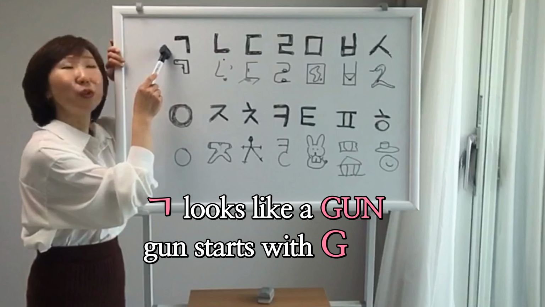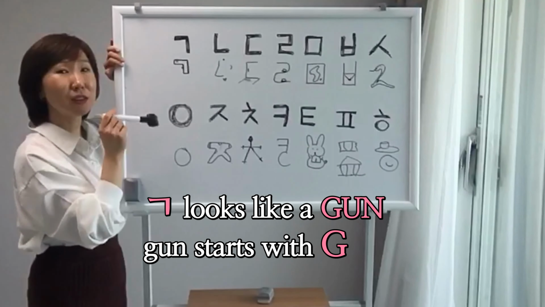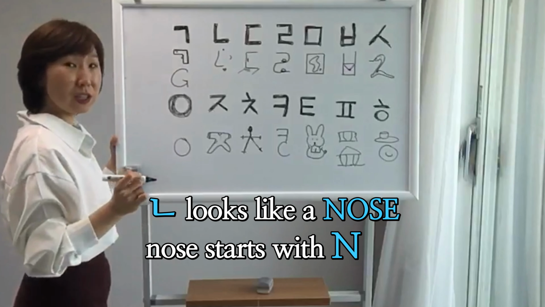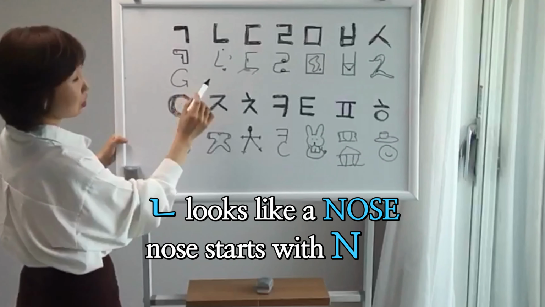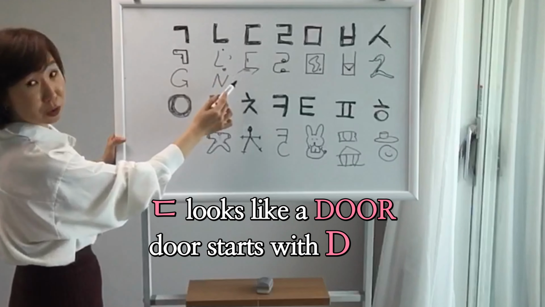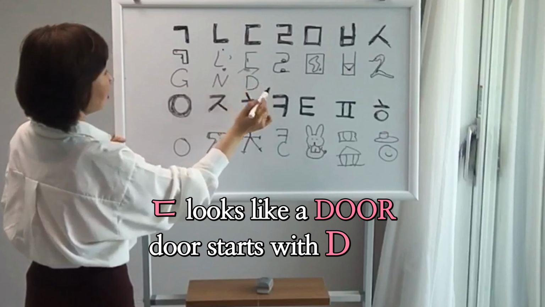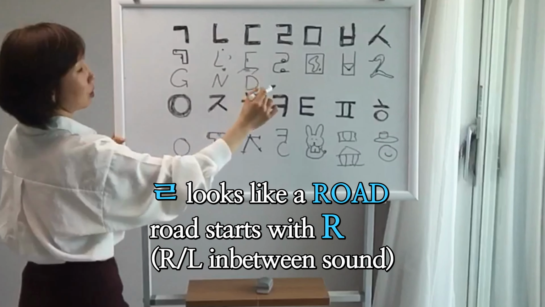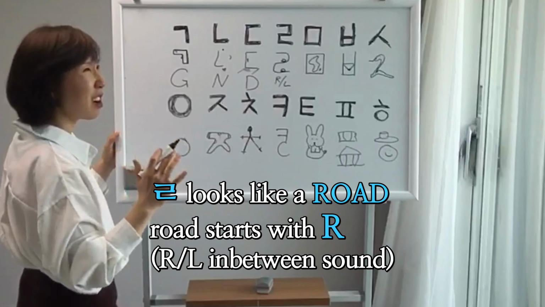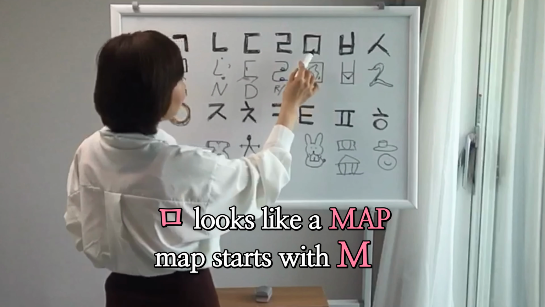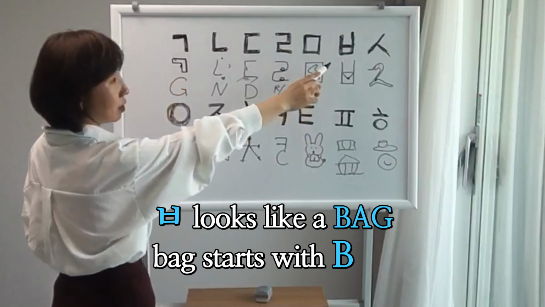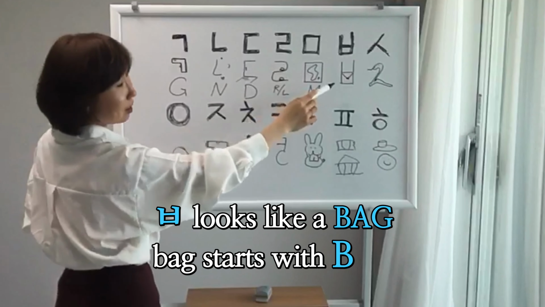So here, do you see a gun in this first Korean character? So this has the G. Here you see a nose, so it's N. Here you see a door, D. Here you see a road, so it's R or L, similar, but not exactly R or L. And then the next one, do you see a map? So this is M. This, do you see a nice little bag? So it's B.